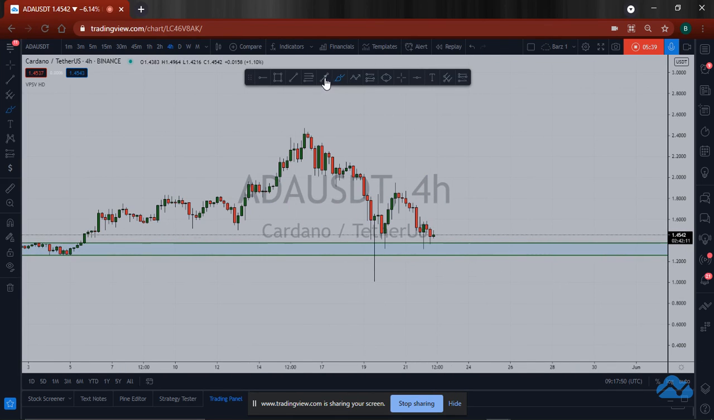So on the 4-hour time frame, what price action do we have? We have this level of supply here, and price is currently below this level of supply.